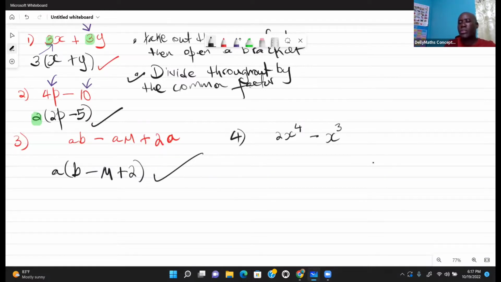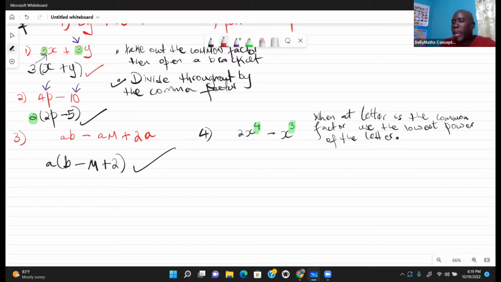So whenever you're going to factorize and you realize that a letter is the common factor, what we want you to do is to make sure you use the lowest power of the letter that's there. Now we realize that x is the common thing, but you're going to have to take the power into consideration. So you can't just use x. It's not going to work. Because when you factorize properly, you have to use the lowest power of the letter in the context. So you realize that it's x to the third. We have an x to the fourth, x to the third. So x to the third. Open a bracket.